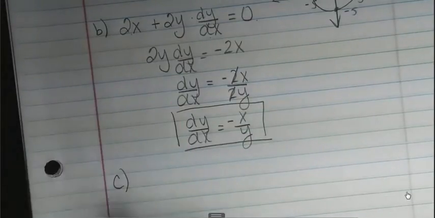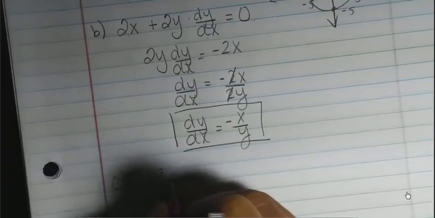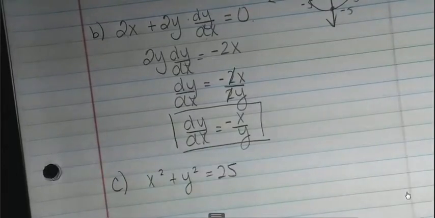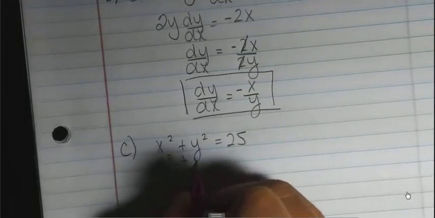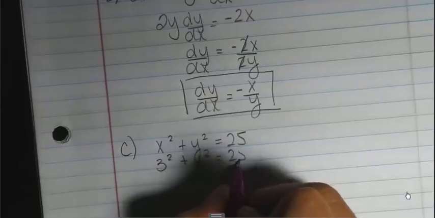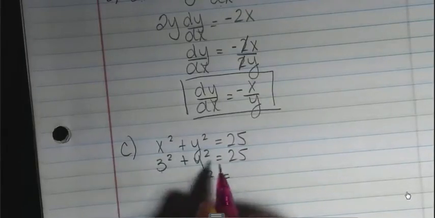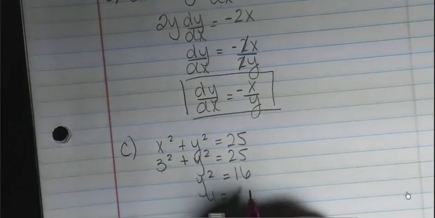So going back to my original equation, I have x squared plus y squared equals 25. When x equals 3, I'll just plug 3 in. So I'll get y squared equals 25 minus 9, so I get 16. Taking the square root, y is going to give me positive or negative 4.